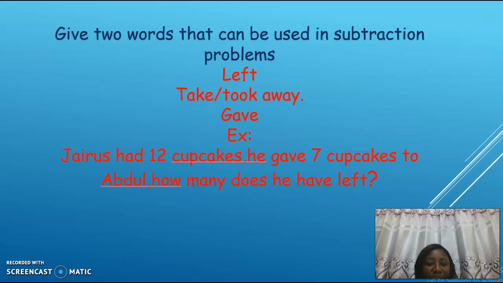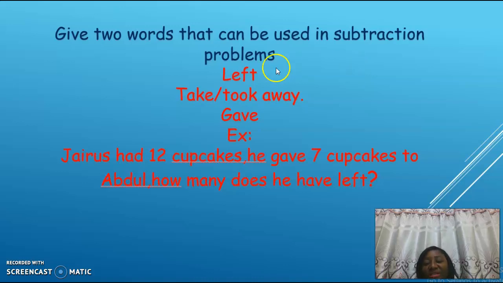The second question that you will have to figure out in your task is, give two words that can be used in subtraction problems. If you are asked to write your own subtraction task, before you go to do your practice on Education City, should your mom, your uncle, your brother ask you to write your own subtraction task, what two words would you be looking at?